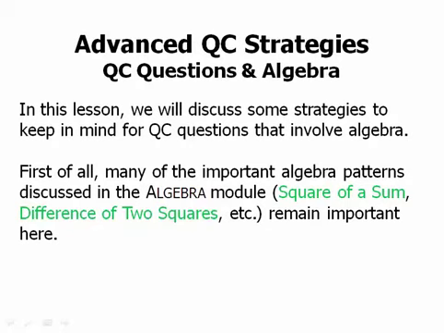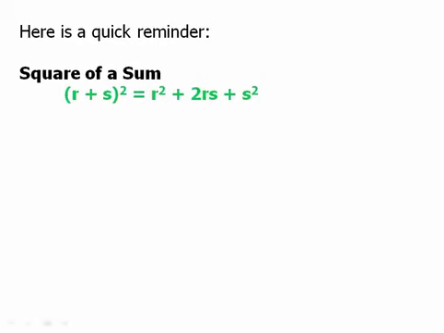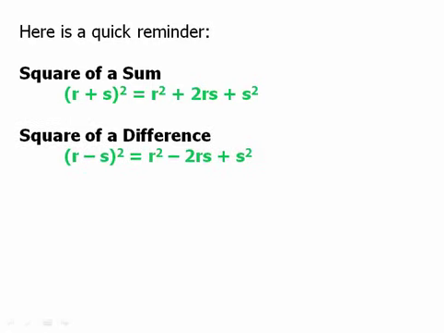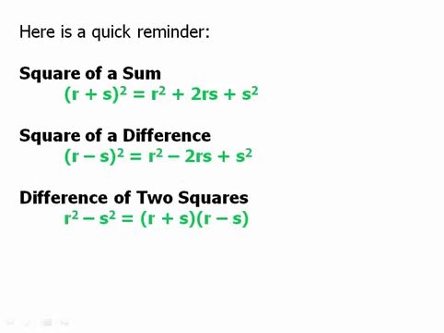So, the three big patterns to know. The square of a sum. Remember that r plus s quantity squared is not just r squared plus s squared. We have to FOIL out r plus s times r plus s. It equals this pattern. Very similar pattern, square of a difference. And then probably the most important, the difference of two squares, r squared minus s squared, and how to factor that. All three of these are very important to know well, and these are ones that they love to test in the quantitative comparisons.